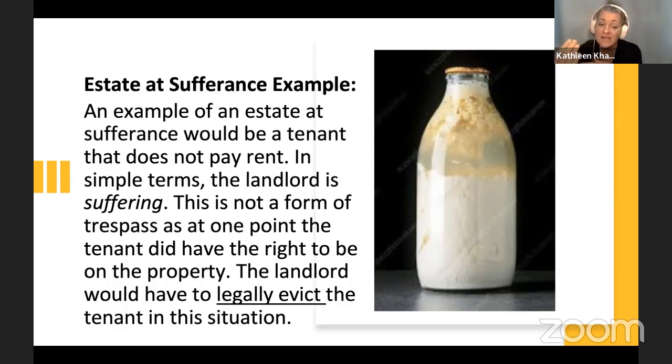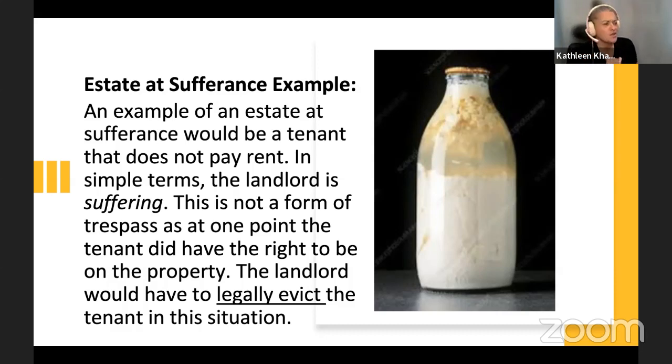This is not a form of trespass, because at one point the tenant did have the right to be on the property, but technically speaking, at this point, they no longer have the right to be on the property, ergo it is trespassing, ergo it is squatting. The landlord would now have the legal right to evict the tenant in this situation.